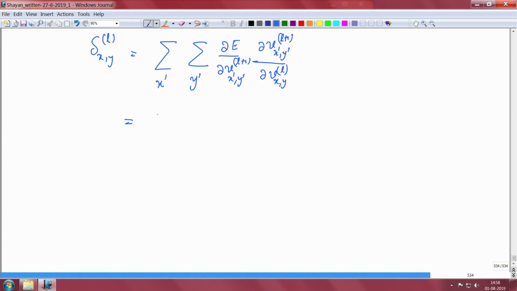So, let us simplify this further. This is nothing but delta x prime y prime at the L plus 1th layer. Therefore, let us substitute for V of x prime y prime at the L plus 1 layer.